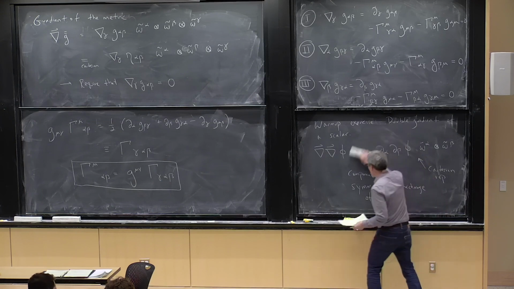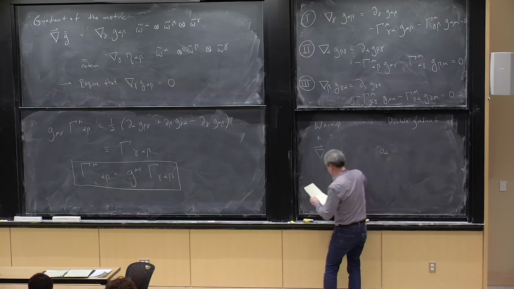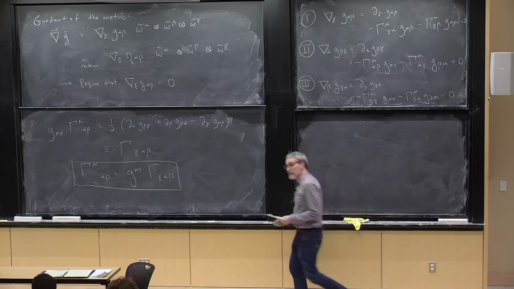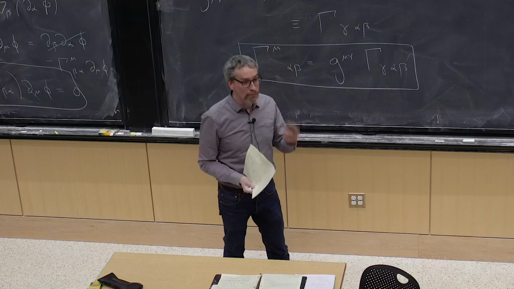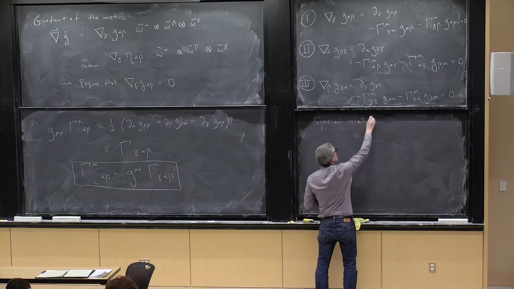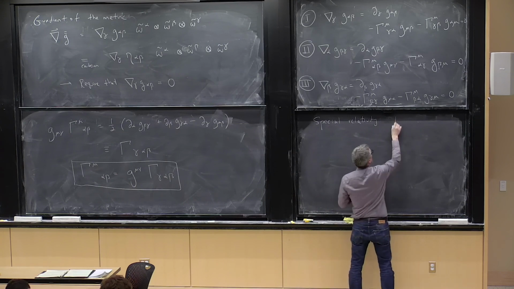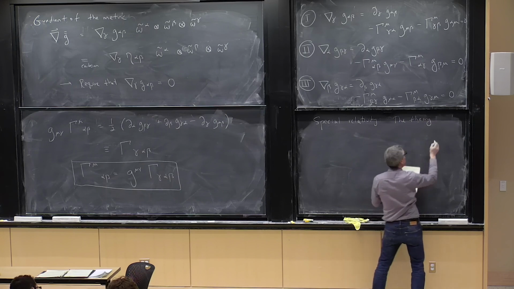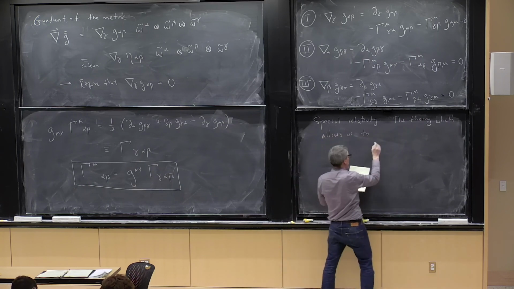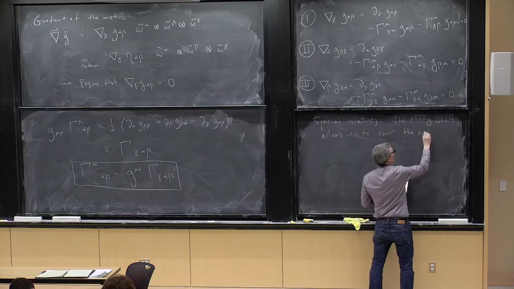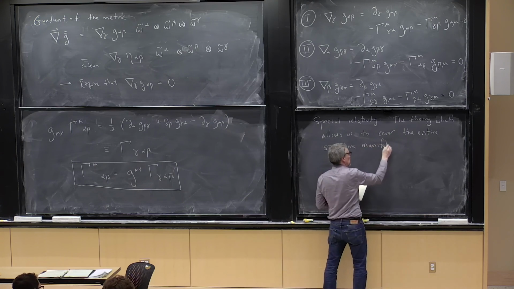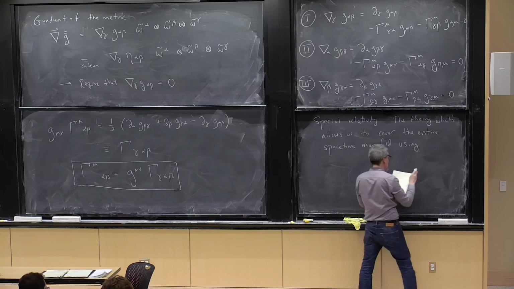So despite the fact that I've introduced this new mathematical framework, everything that I have done so far is in the context of special relativity. I'm going to make a more precise definition of special relativity right now. So special relativity, we are going to think of this moving forward as the theory which allows us to cover the entire space-time manifold using inertial reference frames.